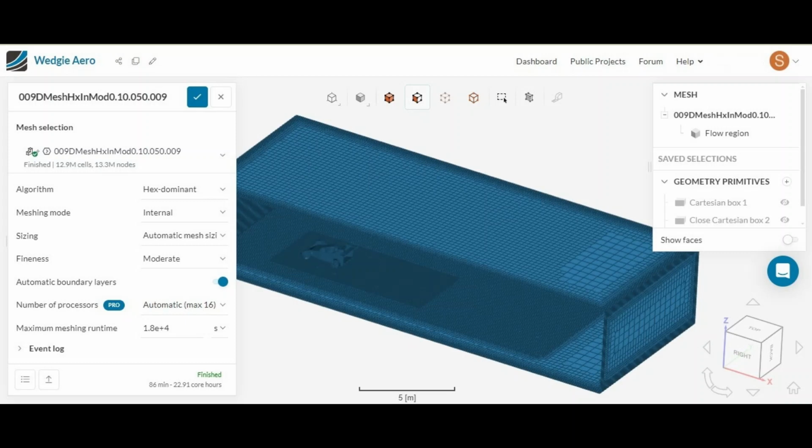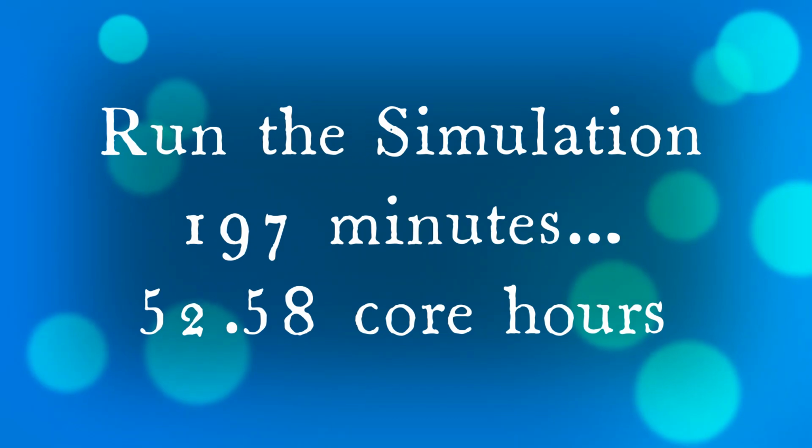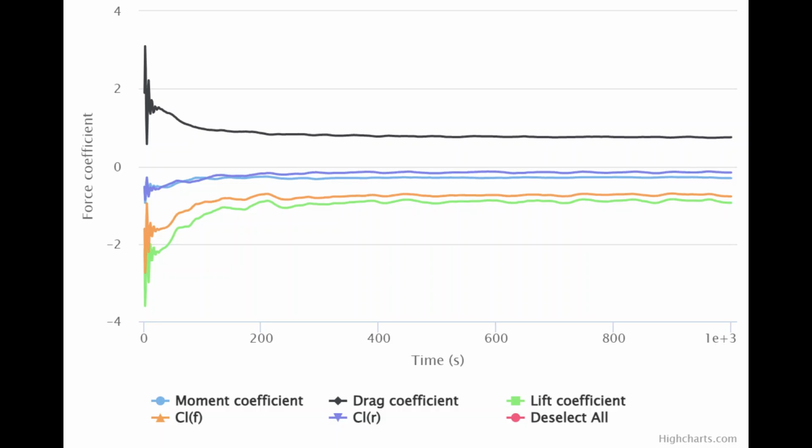This picture shows the increasing density of the mesh, with increasingly dense refinements closer and closer to the car. So, too many late nights, too much coffee, but a result. The curve of coefficients showed a convergence after about 400 seconds. That's good. That means the model is stable. And a coefficient of lift at 1,000 seconds of minus 0.94, coefficient of drag of 0.75.